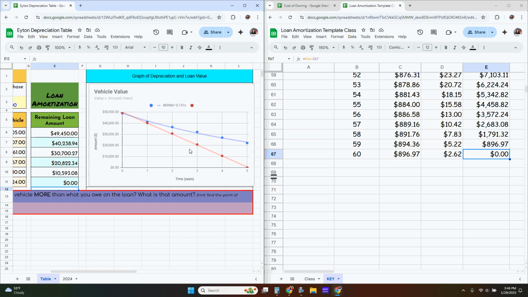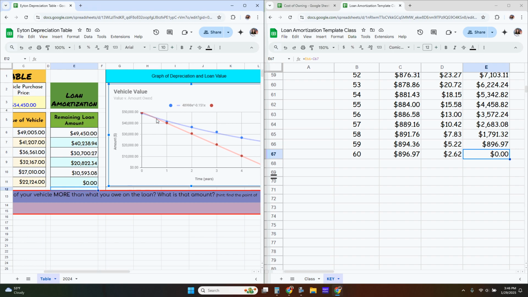Essentially, when I'm looking at my graph, where my red and my blue cross is what I'm looking for. I'm looking probably about right in here, where the arrow is. When I first get the vehicle and the loan, I actually owe more on the loan than what the vehicle is worth. If I'm looking over here, I have a loan of $49,450, but if I go to sell the vehicle, it's not worth that much. It's worth just close to $49,000.